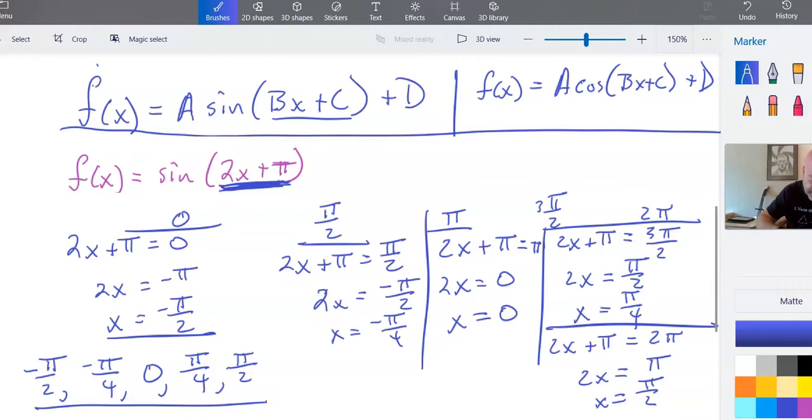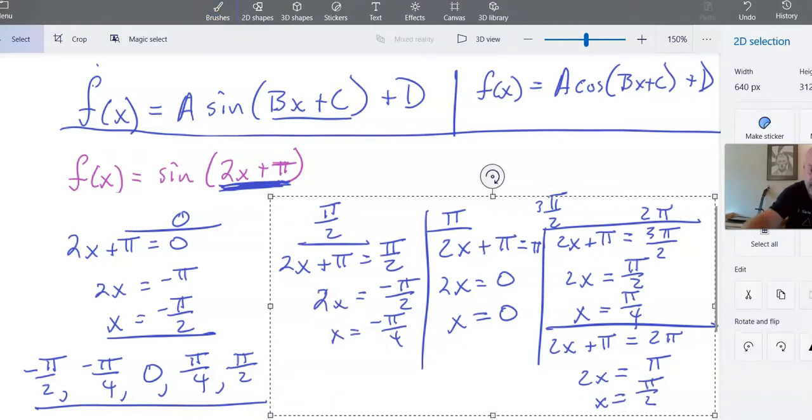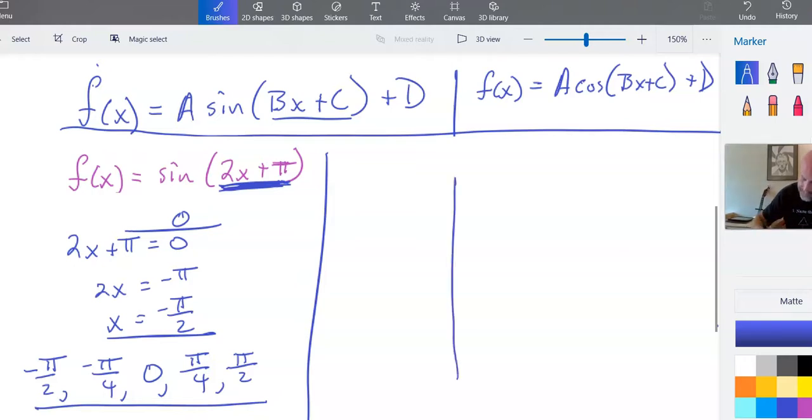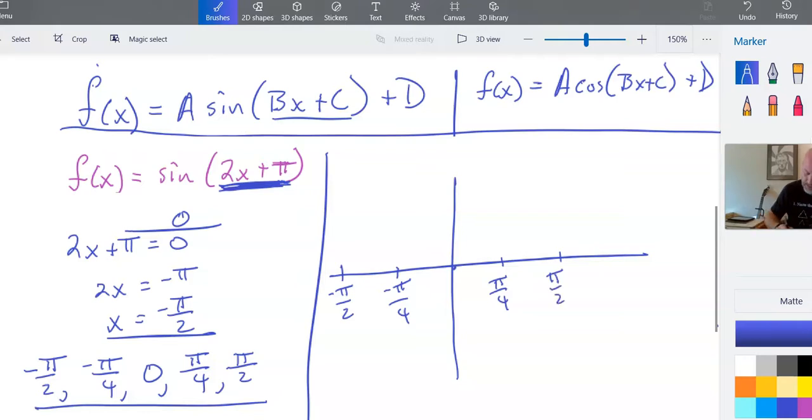I'm going to go ahead and erase this part here over on the right. And then we'll just go ahead and get rid of that. And we'll graph this thing. So this is how we use those points now. So I need to make sure my graph is big enough for all of them to fit. So let's see here. I'll do negative pi over 2 here. Negative pi over 4, 0, pi over 4, and pi over 2. So I have those points now.